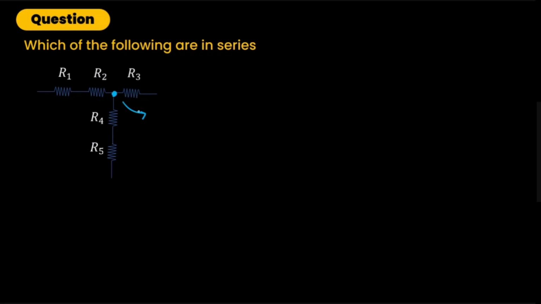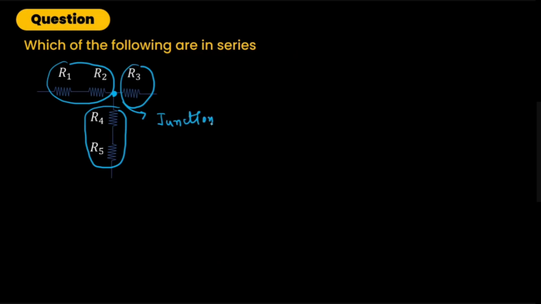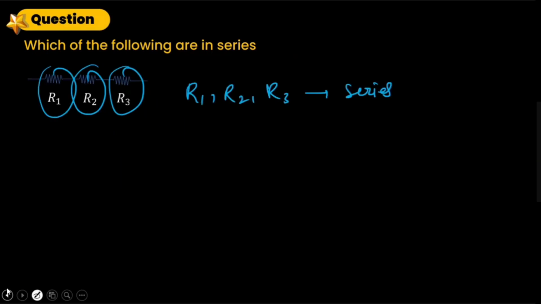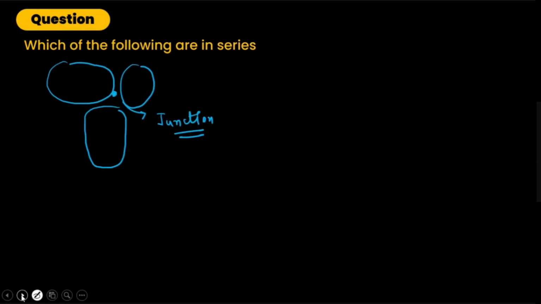No, that's what I'm saying. If there is a junction, all the wires crossing the junction would be in parallel combination. So here we would say that R1, R2 are in series, R4, R5 in series, and R3 is different. Why? Because there is a junction. In the last part, there was no junction, so that's why we said that all of them are in series.